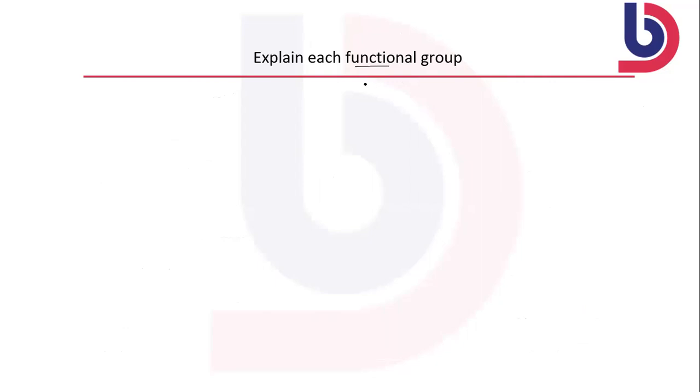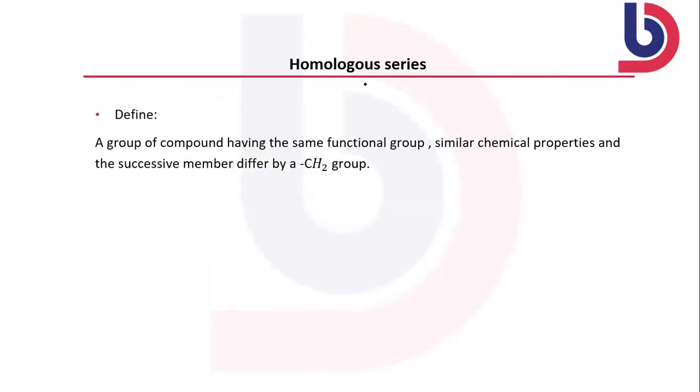I already explained the functional groups, so I will not explain them one more time. Let us proceed further and discuss what a homologous series is. A homologous series is defined as a group of compounds having the same functional group, similar chemical properties, and successive members that differ by a CH2 group.